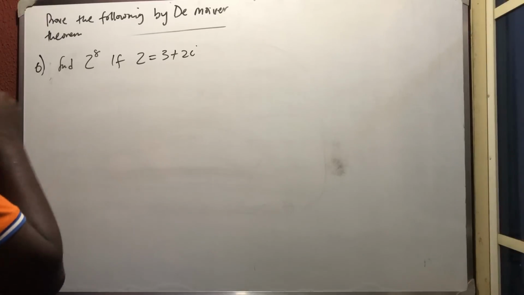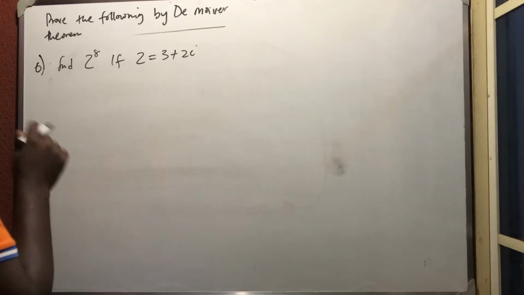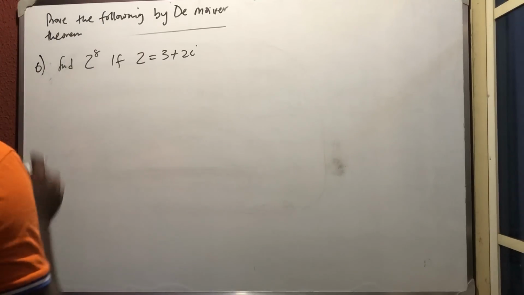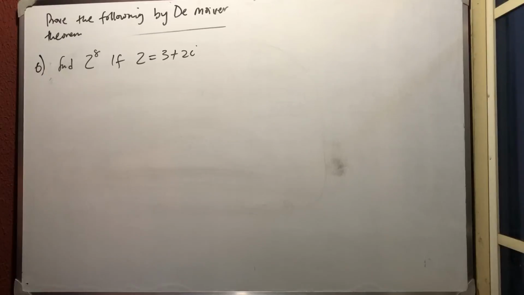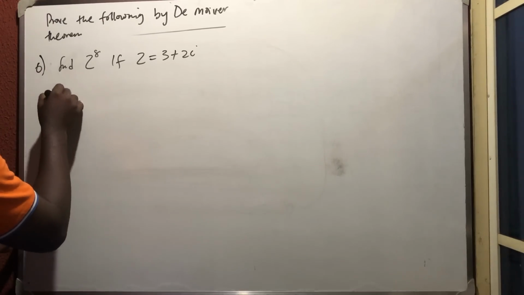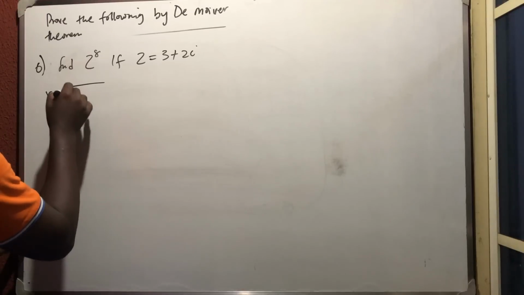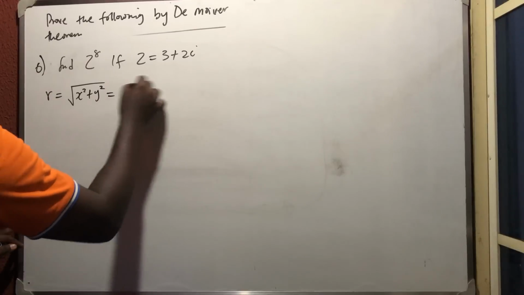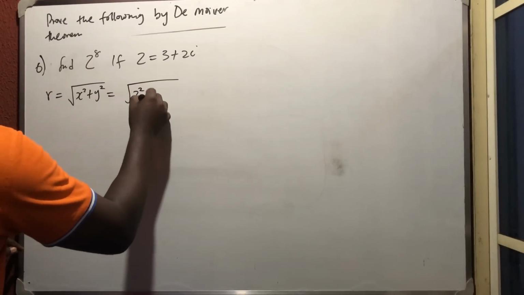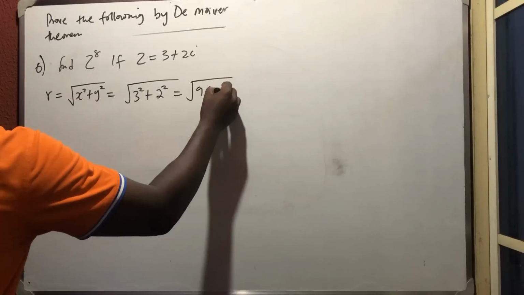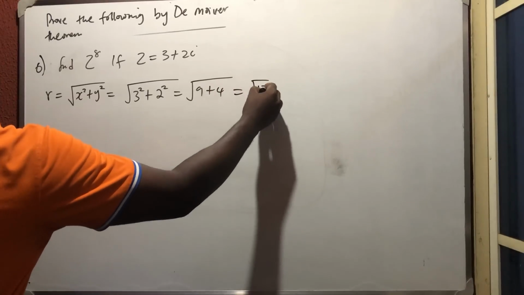Oh, this is very simple. So by De Moivre's theorem, we need to get our Z in polar form. Getting Z in polar form, we have that our R is equal to the square root of x squared plus y squared, which is the square root of 3 squared plus 2 squared, which is the square root of 9 plus 4, which is the square root of 13.